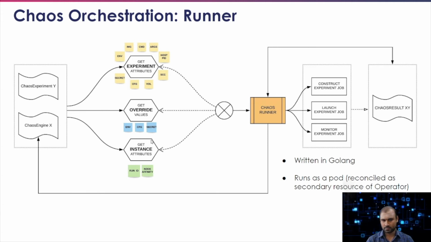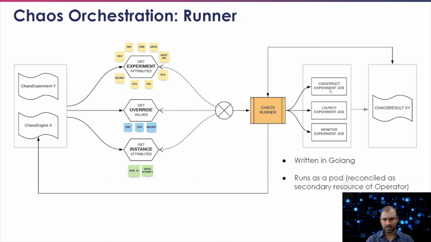It's also important sometimes to specify anti-affinity policies. You don't want chaos pods to run where some other applications are running, etc. So all these are instance-specific attributes that you can specify in the chaos engine. Your chaos runner also gets these details and accordingly creates your runner and experiment pods. It takes into account or into consideration all these values and constructs the experiment job.